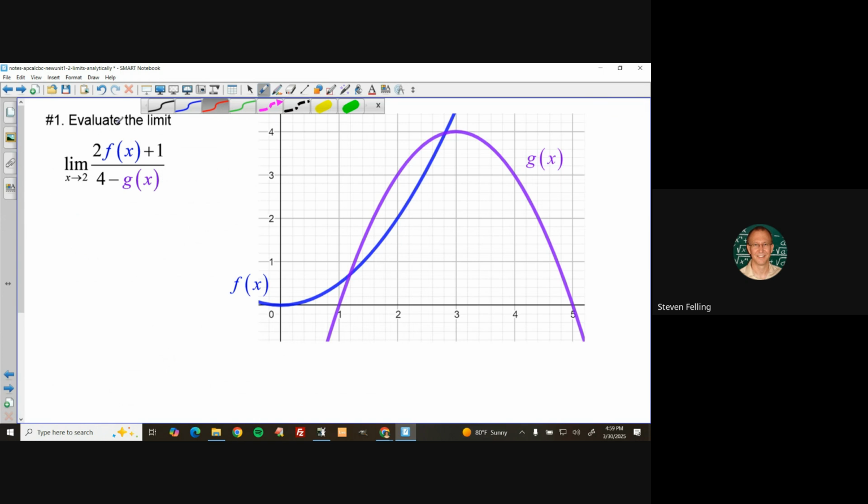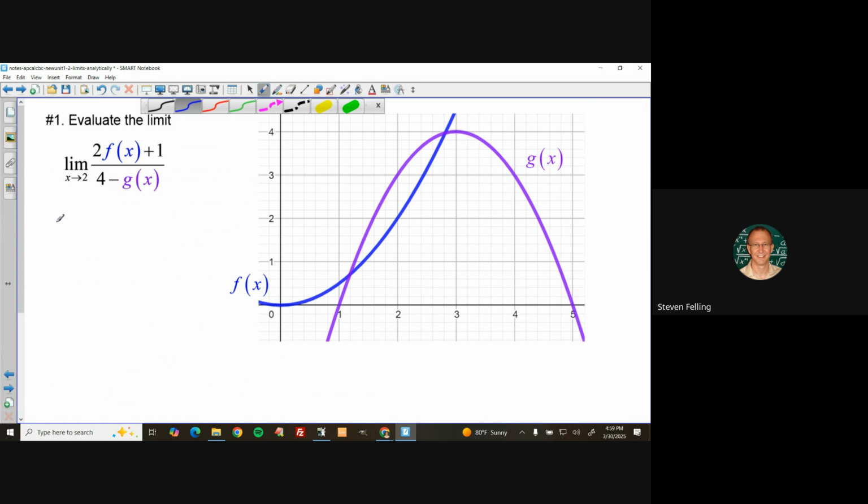All right, so let's look at how you can use these properties in general. Let's say you're finding the limit as x approaches 2 of 2 times f of x plus 1 over 4 minus g of x. And then we have graphical representations for f of x and g of x. I'm going to write all these steps out really formally, although you don't have to be as formal as this. This limit, first of all, we can take a limit of the numerator over the limit of the denominator. So I can separate this way.